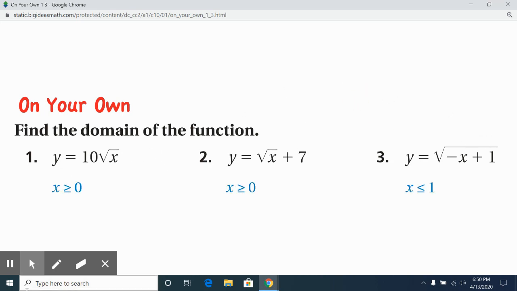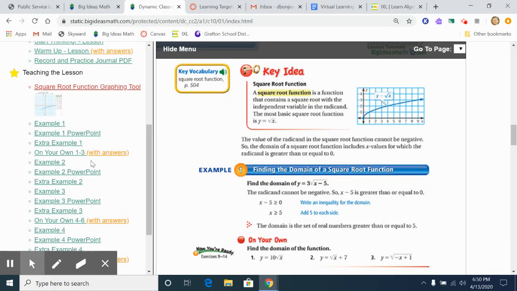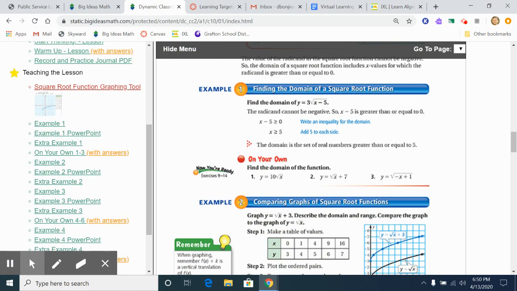All right, so let me go through that again. If we look at 1 and 2, guys, all that's underneath the square root symbol is an x. So we just say x is greater than or equal to 0, and we can't do anything else. That's our domain. So number 3, we could subtract 1 and divide by negative 1. We'd have to flip that sign, and we end up with x is less than or equal to 1. So that's how we find domain in any square root equation.